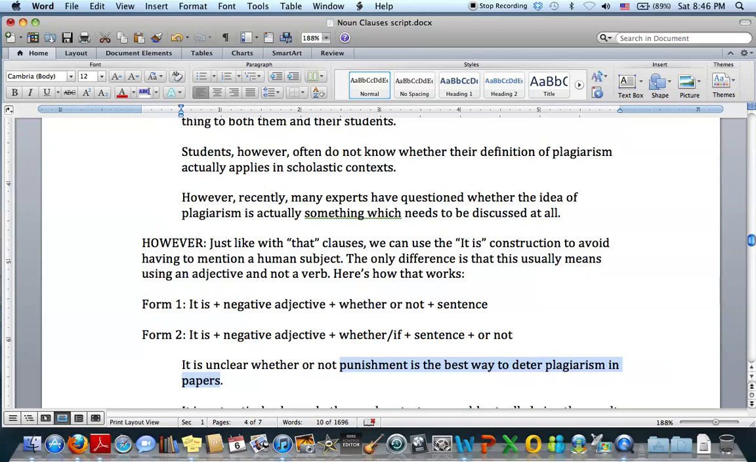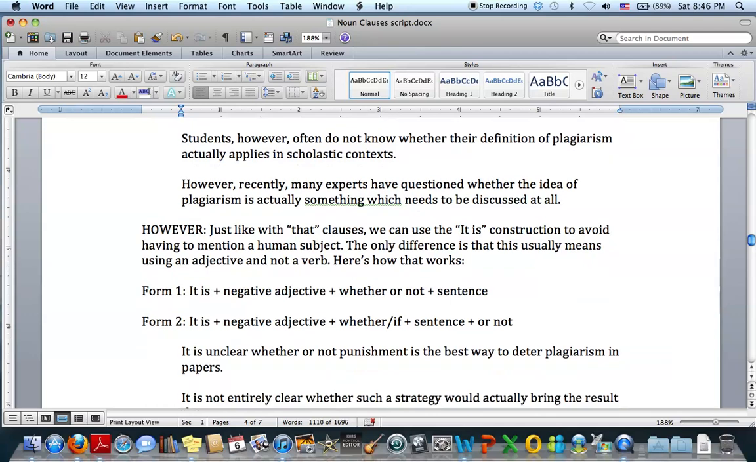And notice we've gotten rid of any human subject here. I could say people do not know. Yeah, except which people? Who are we talking about, right? By saying this, it is, we've eliminated all the human subjects, and we're really just focusing in on this idea, which is kind of cool.